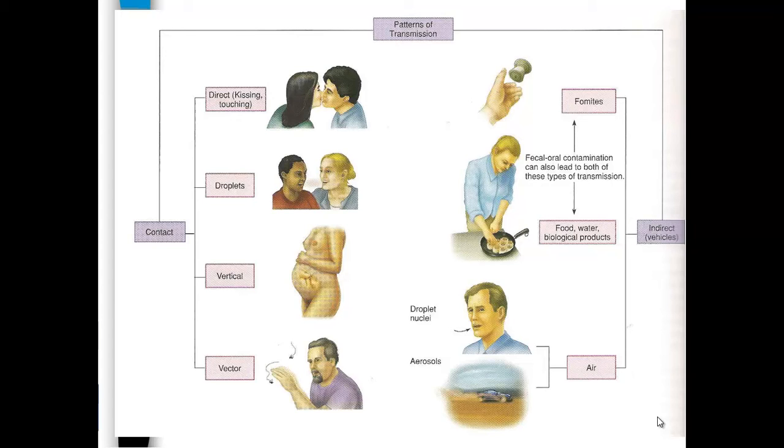Food needs to be properly cooked. Water needs to be properly treated, and then you can pick up aerosols from the air, from dust, from smoke and smog. This is how disease can transmit.